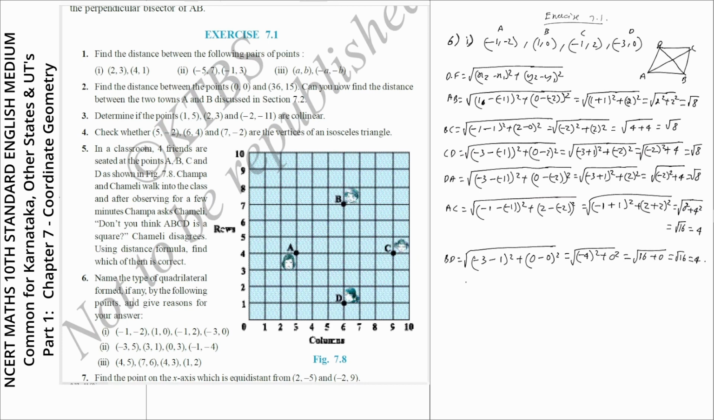So we can check that AB is equal to BC is equal to CD is equal to DA, and AC is equal to BD. AC is equal to BD. Okay, therefore ABCD is a square.